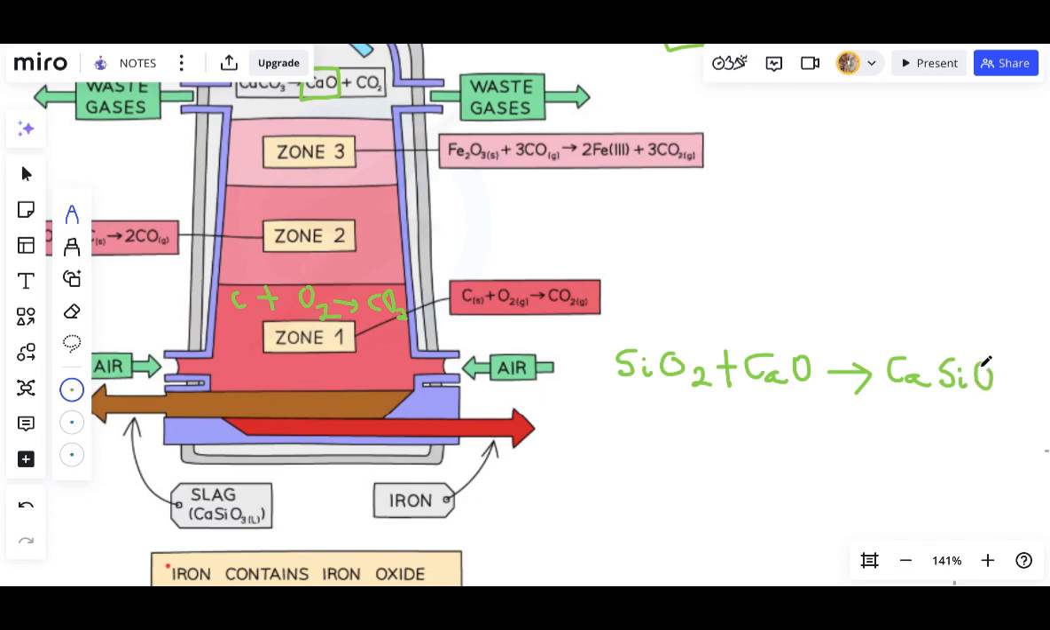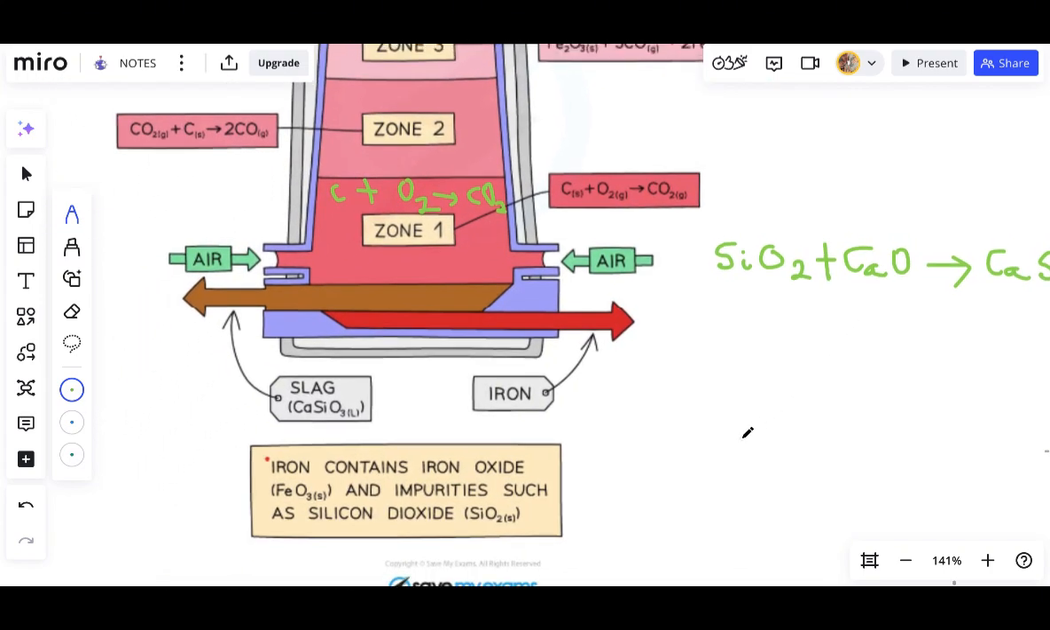It's called slag. Now this slag can easily be gotten rid of. The slag, calcium silicate, can easily be gotten rid of. It will exit from this place. We leave the blast furnace from this zone. Now the molten iron is denser, so it goes down below the slag. So if they ask you what is a slag in a blast furnace for hematite, it's calcium silicate. We need to know that.